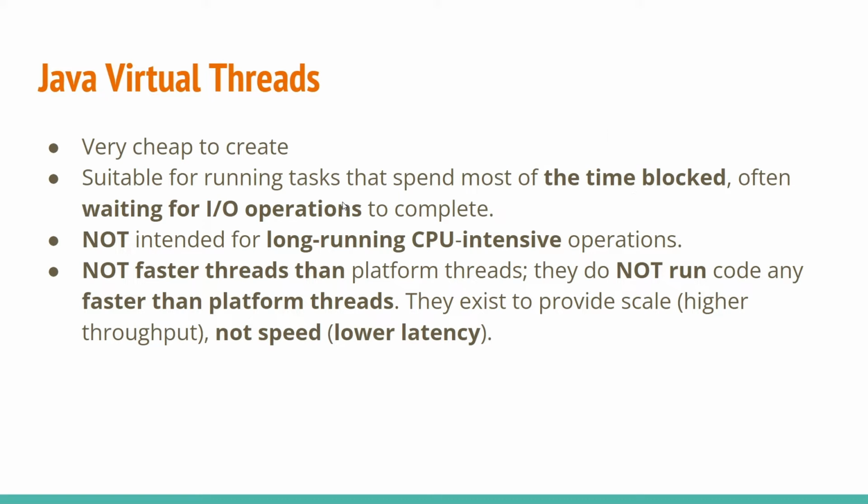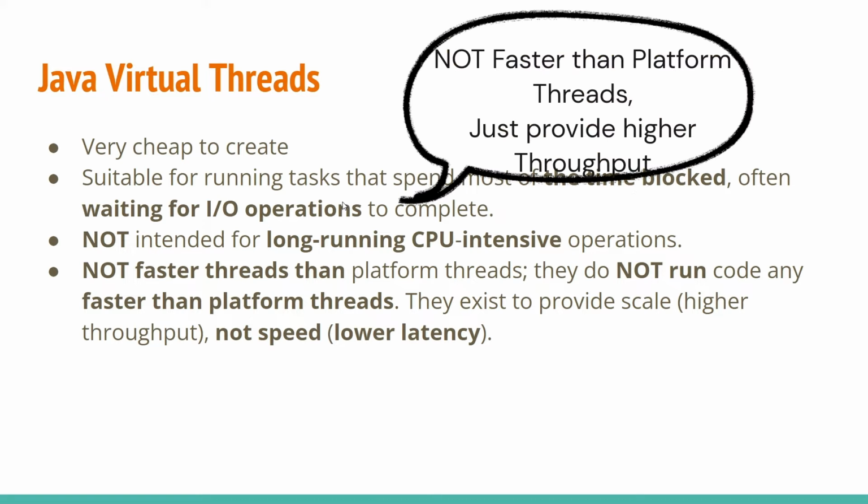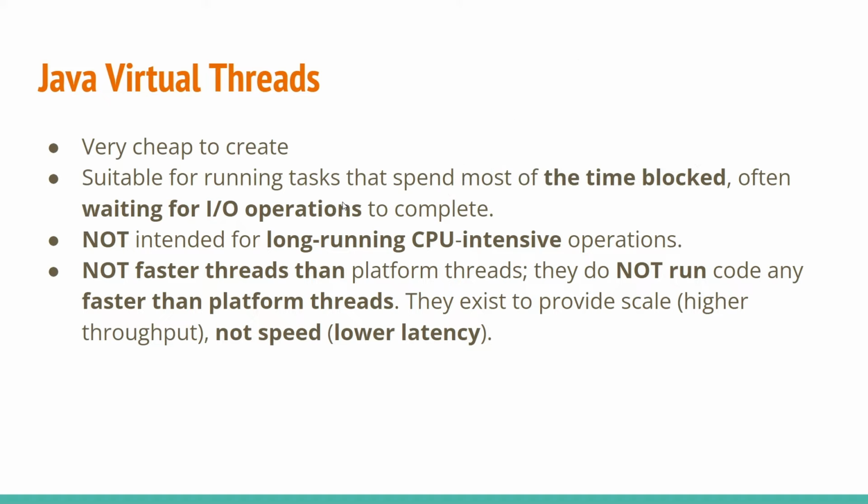The last point is also very important. They are not faster than platform threads. They do not run code any faster than platform threads. They exist to provide scale and higher throughput, not speed. So whenever you have a lot of operations where you have written code that waits for fetching data from any other microservice or any other external system, if you use virtual threads there, then you will get better throughput. That is what it means.